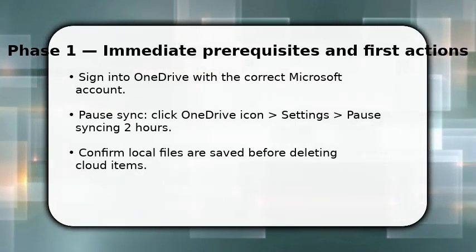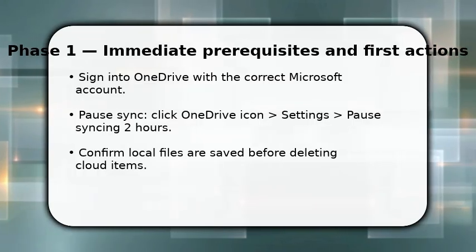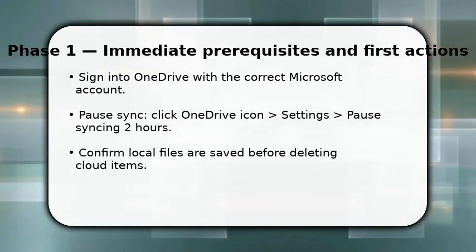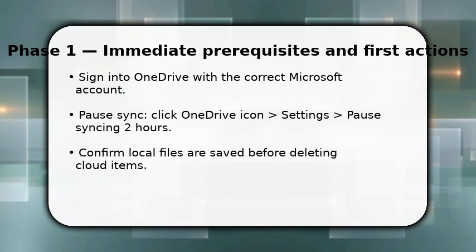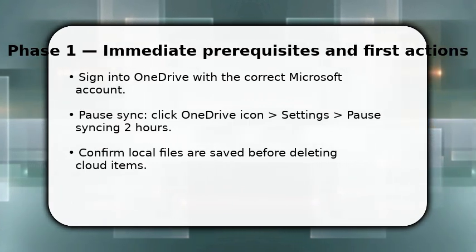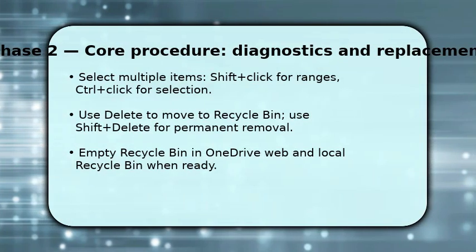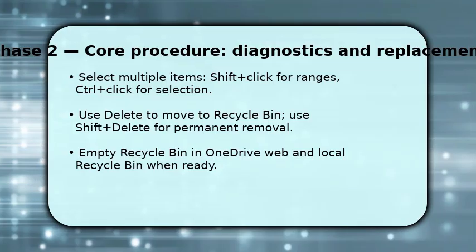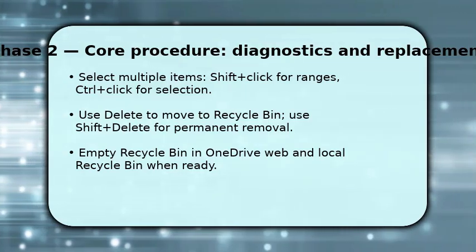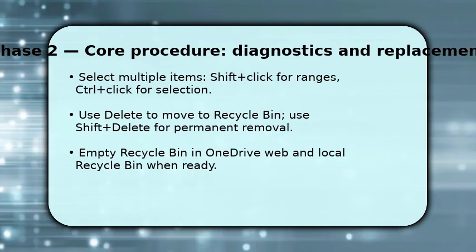Now open the OneDrive web interface or File Explorer view to begin removing folders and files. This is where you take the very first actionable deletions. You'll now remove content systematically. Start by selecting ranges with Shift or picking individual files with Control to speed the process.